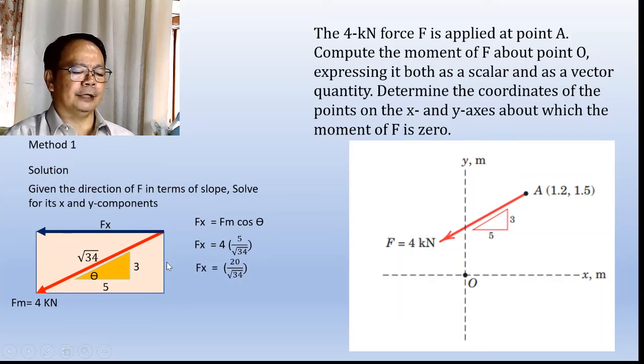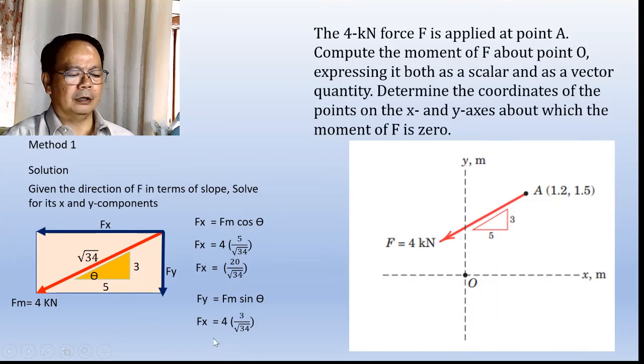Similarly, this component will be the y component of the force, that is F sub y. As such, F sub y will be equal to F sub m sine of theta. And if we look at this theta here, sine of theta has a value equal to 3 over the square root of 34. So if this is substituted here, we now have F sub y equal to 12 over the square root of 34. Okay?